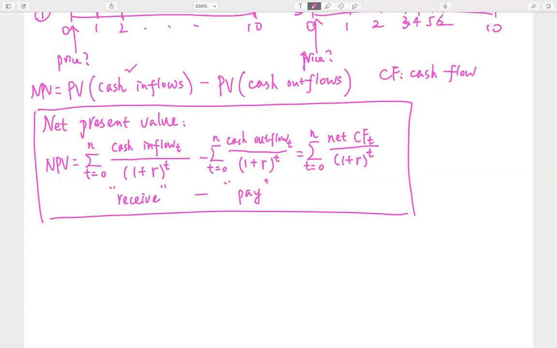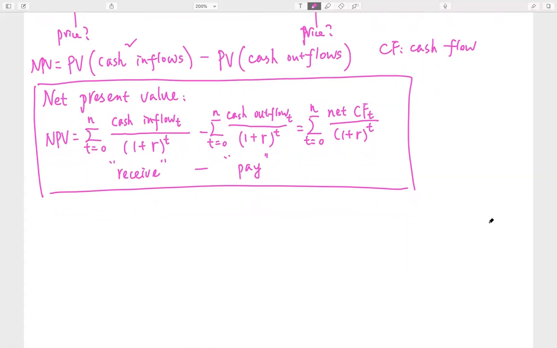But there are many things that require further interpretations. The most important one is r. Before, we simply called r the interest rate. So first of all, we should say r and the time should be consistent in unit period.